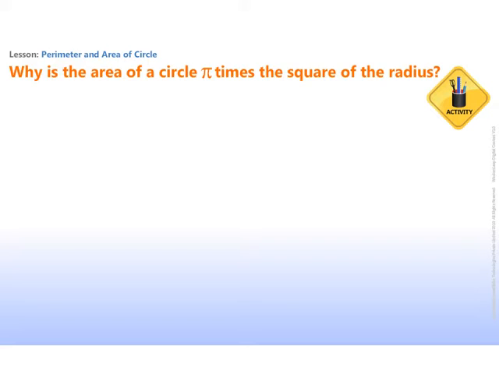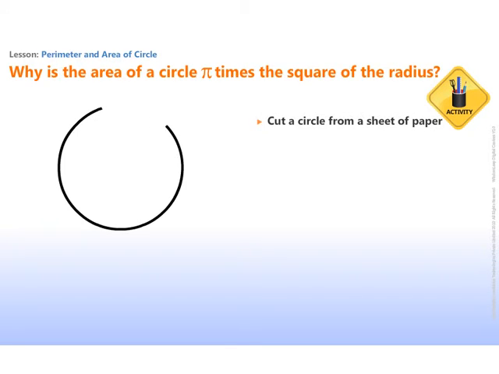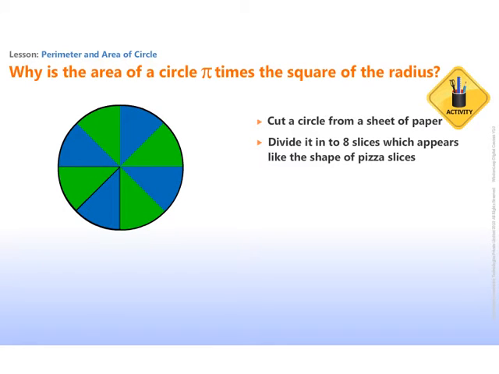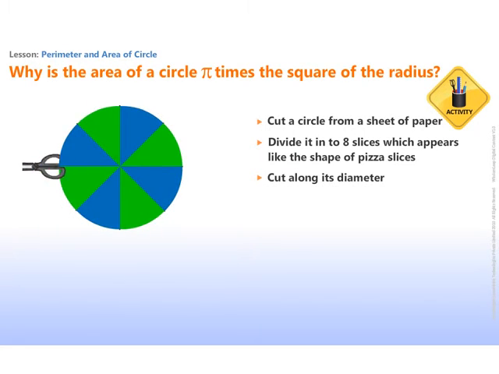How do you derive a formula for the area of a circle? Let us cut a circle from a sheet of paper. Divide it into 8 slices, which appear like the shape of pizza slices or wedges. Cut along its diameter.